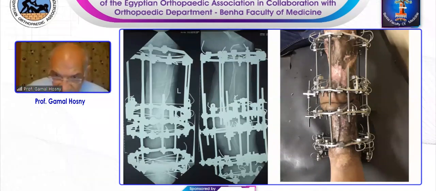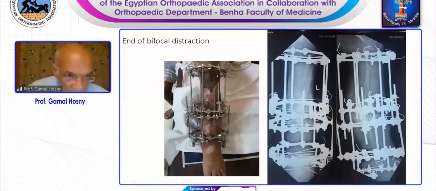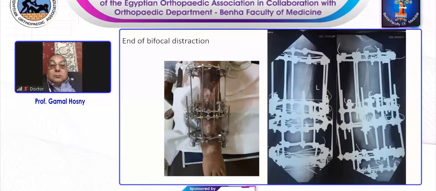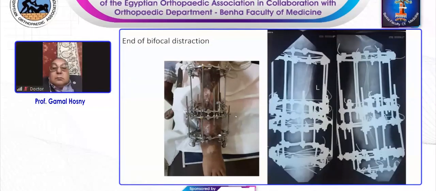Anyhow, he had good regenerates, and this was the picture just before removal. We continued the distraction, the compression. We continued. There was no other option. So we just did more compression and more compression. Look here. You see the distance and this distance. We don't have another option, just compression.